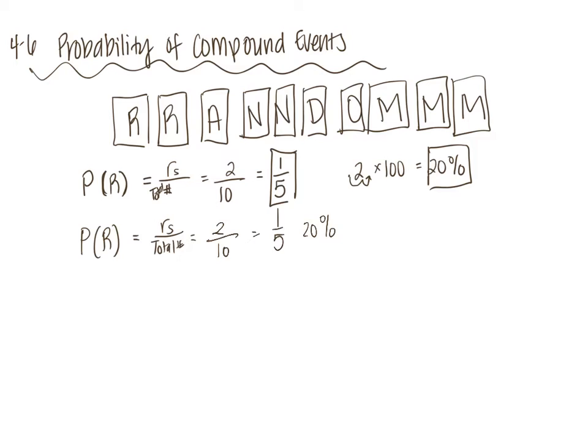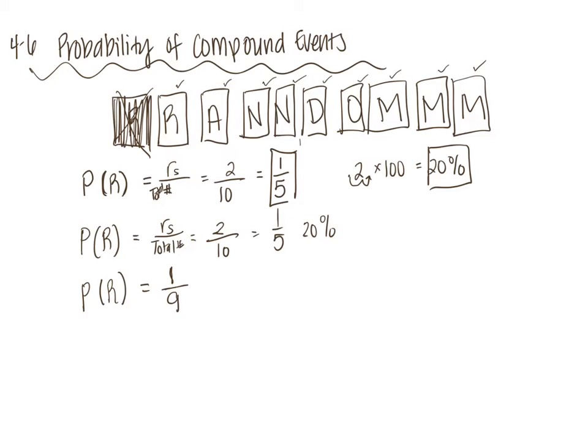Well, what if I don't replace it? What if my R goes away? If I take my R out, the probability of me drawing a second R is lower now. Now I only have 1 R in my deck, and I only have 9 cards in my hand. 1, 2, 3, 4, 5, 6, 7, 8, 9. Because this one is not in my deck. So now I have a 1 in 9 shot of drawing an R.